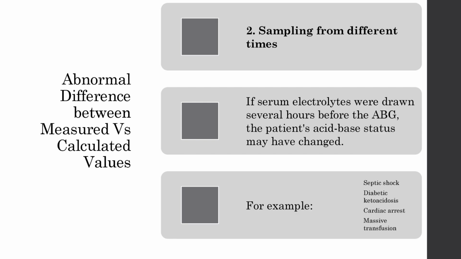Number 2. Sampling from different times. If serum electrolytes were drawn several hours before the ABG, the patient's acid-base status may have changed. For example, septic shock, diabetic ketoacidosis, cardiac arrest, and massive transfusion can rapidly alter bicarbonate levels.